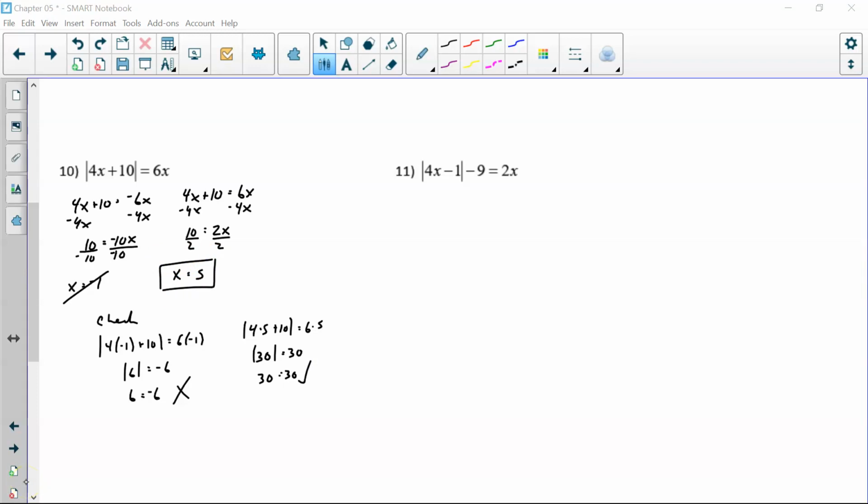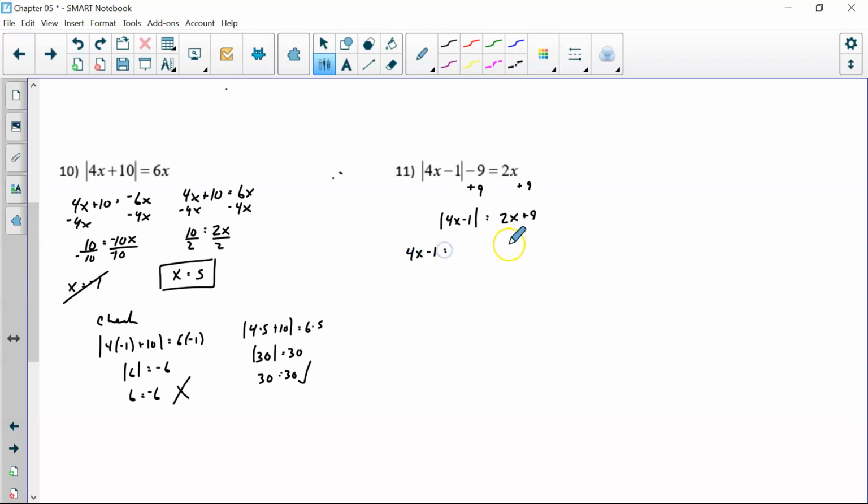Okay, now problem number 11, the toughest problem on this page. We still want to isolate those absolute value bars. So we're going to add 9 to both sides. Now, what we get is the absolute value of 4x minus 1 equals 2x plus 9. Now, because there's two terms on that right-hand side, that's what makes this a little bit trickier. So to get rid of the absolute value bars, there are two equations.